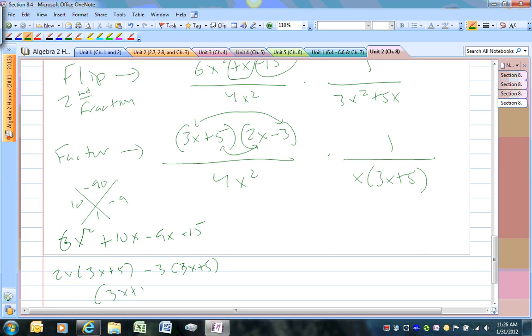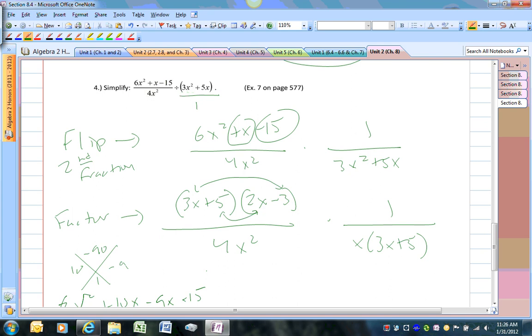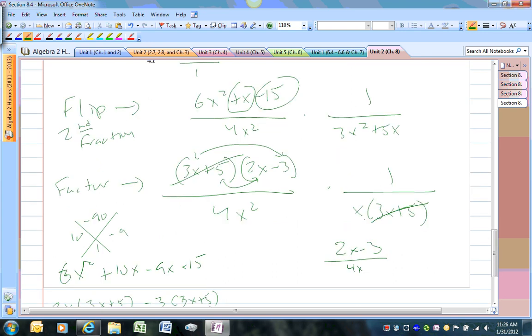So you could do all that work if you wanted to, but if you just use a little intuition and realize that, well, things should actually go away, and there's a 3x plus 5 in the bottom one of the fractions, probably 3x plus 5 is going to be factored out. And so that goes away, and it looks like that is it. So 2x minus 3 over 4x cubed will be my answer for this problem.